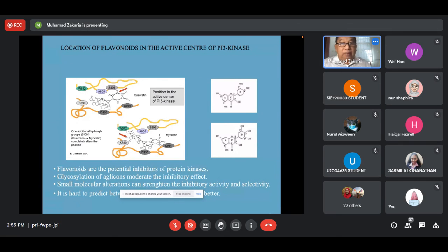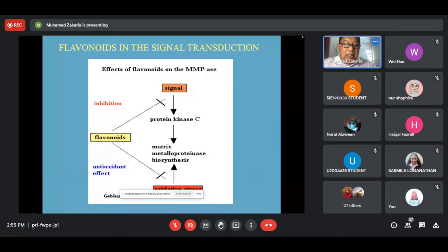Flavonoid in the active center of PI3 kinase. You see here, potential inhibitor of protein kinases. Glycosylation and glycol moderate the inhibitory effect, small molecule alteration strengthens the inhibitory activity, and selective activity is hard to predict. So flavonoid in signal transduction, effect of flavonoid.